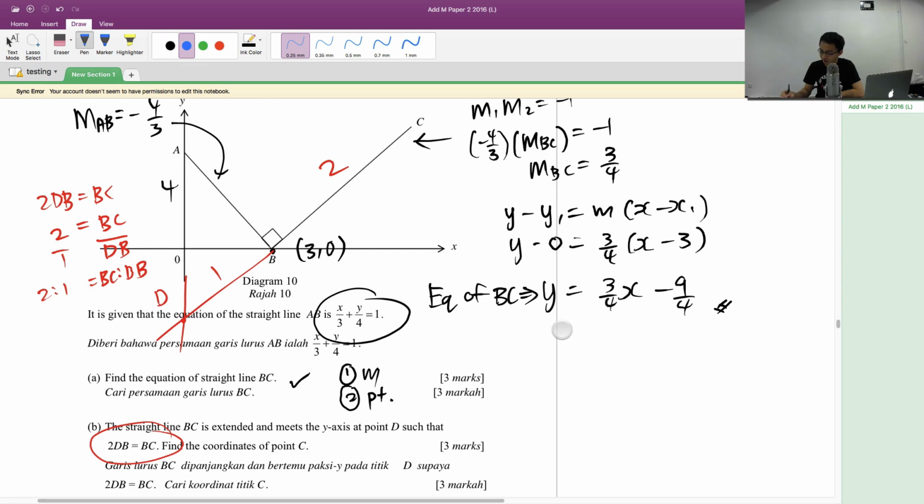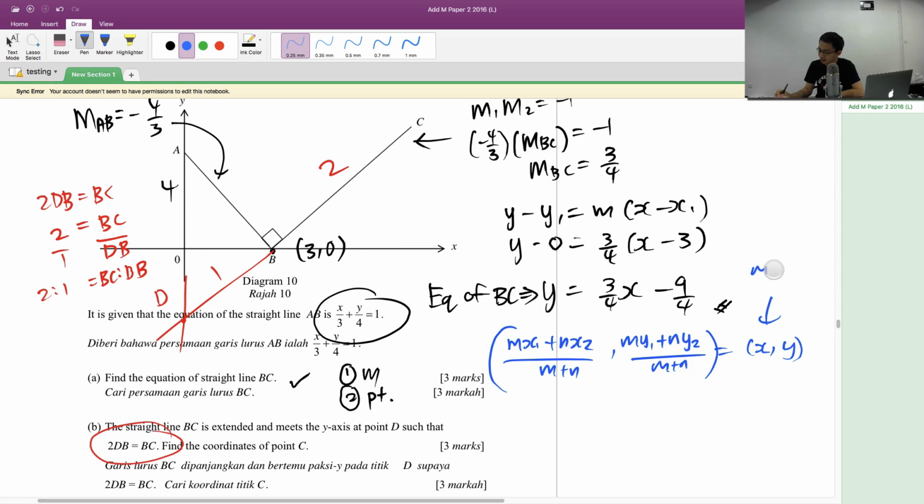So the ratio formula basically is (mx1 plus nx2) over (m plus n), comma, (my1 plus ny2) over (m plus n), equals xy. Alright, and then xy is a point in the middle. I mean, not exactly the middle, it's amongst B and C. It's not a midpoint. So you can see B, C, and D. The middle one definitely is (3, 0). So m and n, you should know, is 2 ratio 1 in this case.